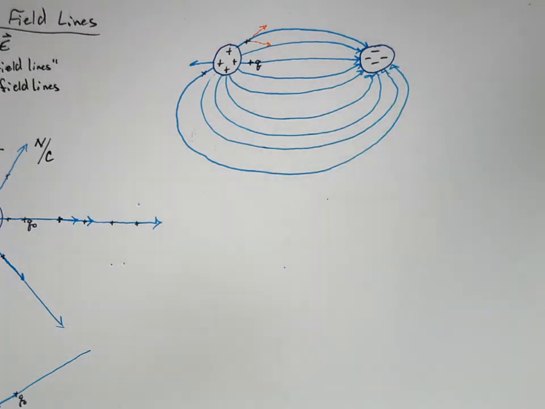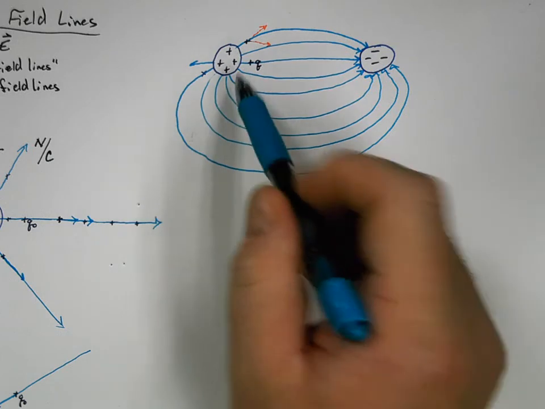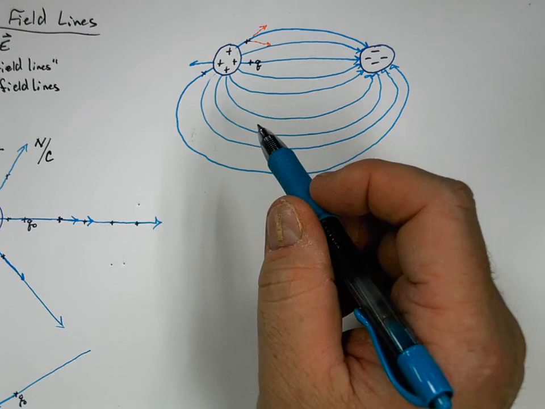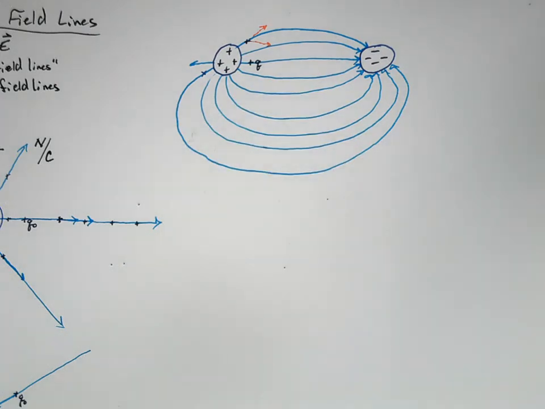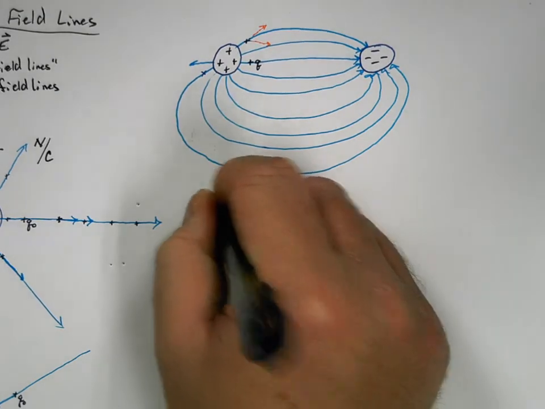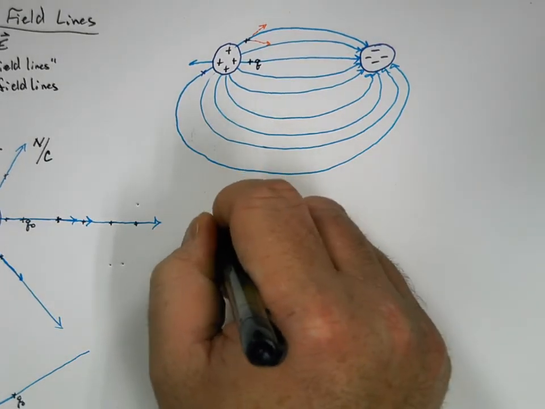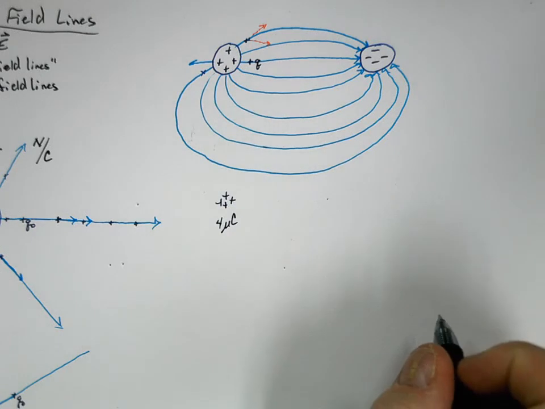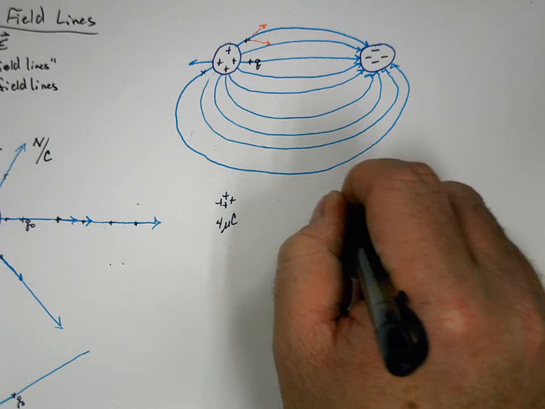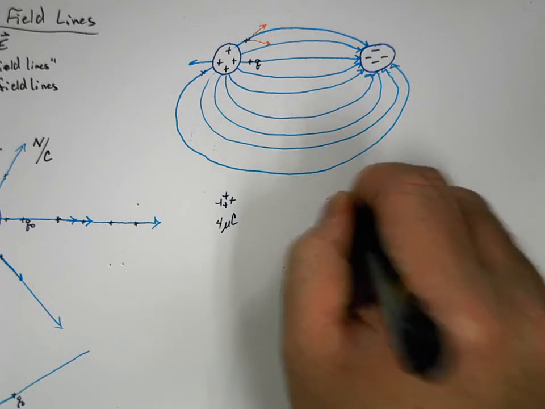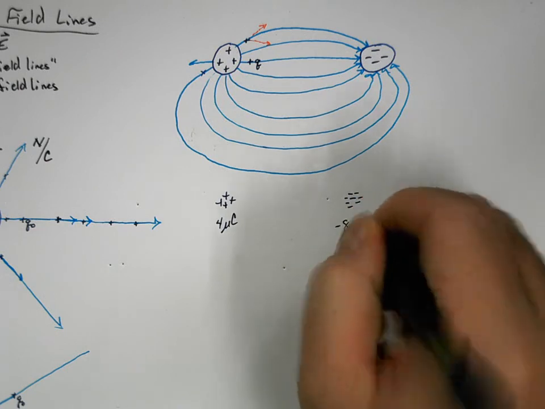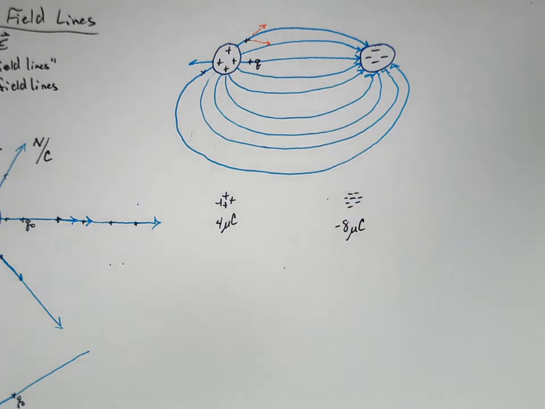Another thing, equal charges have equal number of field lines coming out. So, let's redraw this. So if we have, let's say this is a 4 microcoulomb charge here, and we have a negative 8 microcoulomb charge here. Okay, we're going to experience a couple things.